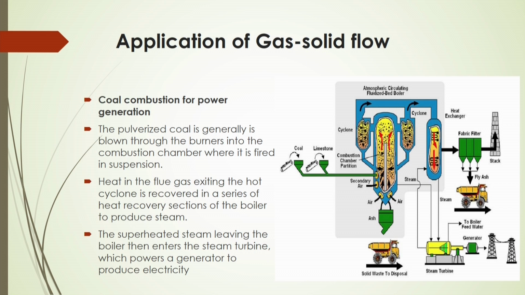Now, in this case, generally pulverized coal is used, and it is blown through the burners into a combustion chamber. Here the picture is shown, where it is fired in suspension. Suspension means the coal particles are suspended in the hot burnt gas, or you can say hot air at high temperature. Then the heat in the flue gas exiting the hot cyclone is recovered in a series of heat recovery sections of the boiler to produce steam.